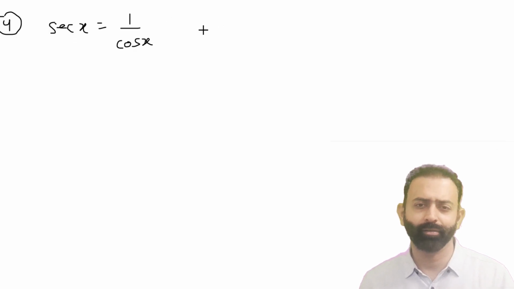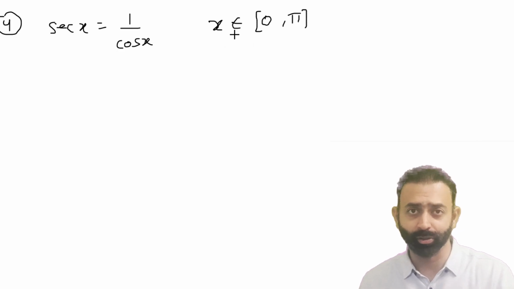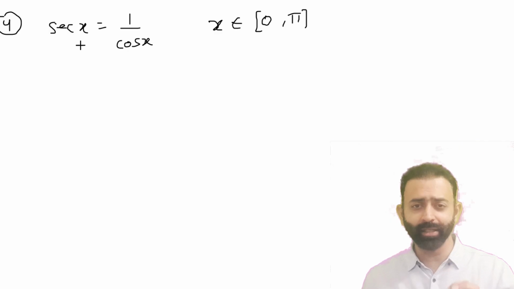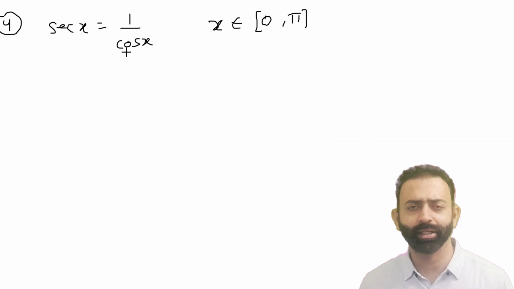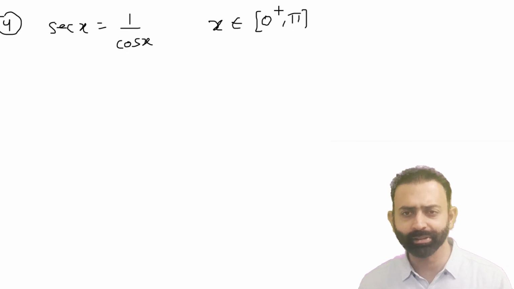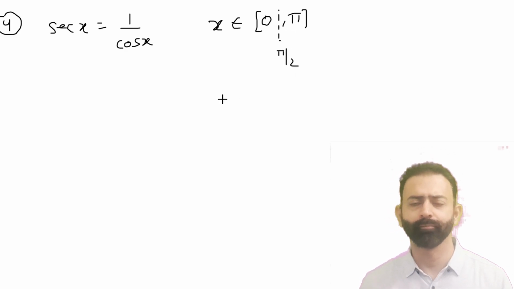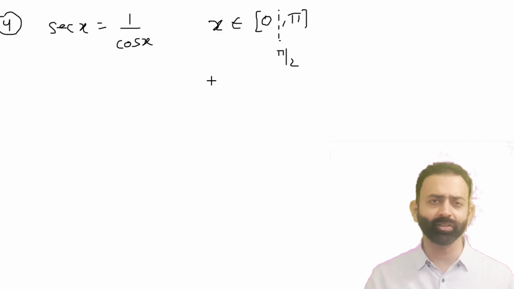Meaning, cos x is involved, and we have restricted the domain of cos from x equal to 0 to pi, including these two values. This is for cos x, right? But in case of sec x, wherever cos x is 0, sec x is not defined. So we need to exclude those values within this domain. From 0 to pi, there is only a single value, pi by 2, at which cos x is 0, meaning sec x is not defined.